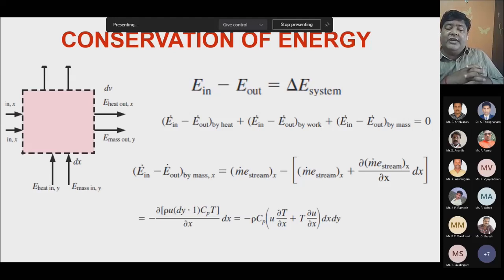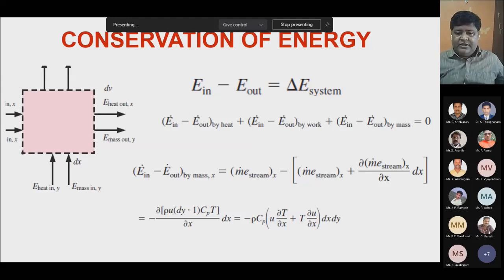So finally you get m dot E as rho u A, that is rho A U, mass flow rate, into Cp T. So m Cp T is nothing but, instead of m we have m dot, which is rate of mass flow, divided by dou x into dx is equal to minus, finally you can say, minus rho Cp into u into dou T by dou x plus T into dou u by dou x into dx dy.